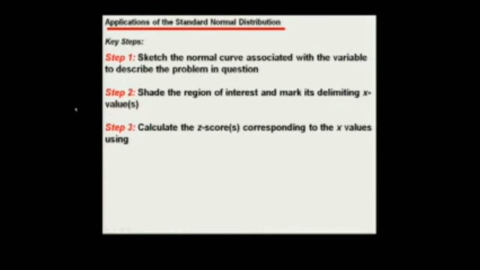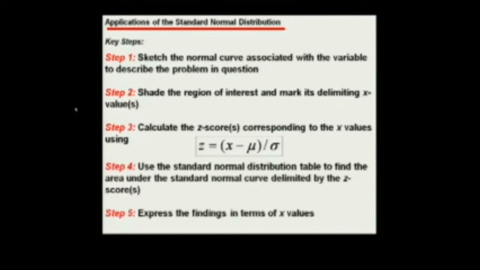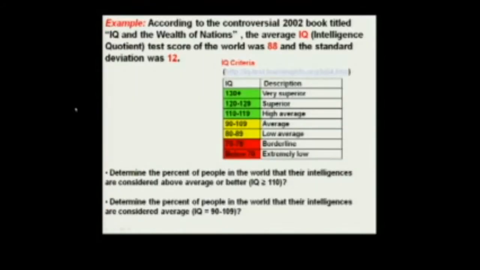Step 3 is to calculate the z-scores corresponding to the x values using the transformation of z equal x minus mu divided by sigma, which we discussed in the previous sessions. Step 4 is to use the standard normal distribution table to find the area under the standard normal curve delimited by the z-score. So now we're moving from the x to the z. Finally, step 5 is to express the findings back into x values, as we will see by example. So 5 basic steps: sketch the normal distribution, shade the region of interest, calculate the z-score, use the standard normal distribution table to find the area, and then express your findings in terms of x. Let's see how these steps apply to any example that we deal with.